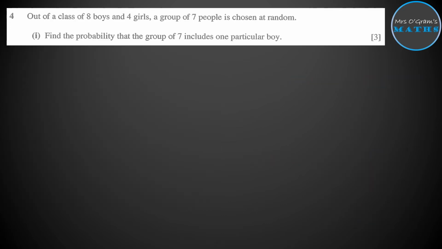So we have this group of 12 people. It doesn't really matter that there's 8 boys and 4 girls in this situation. We are picking 7 from those 12. So first of all, if we're finding the probability that this group of 7 includes one particular boy, we need to find all the different groups of 7 that we could make. Then we want the number of ways that would include this one particular boy, plus 6 people to make up the rest of the group.